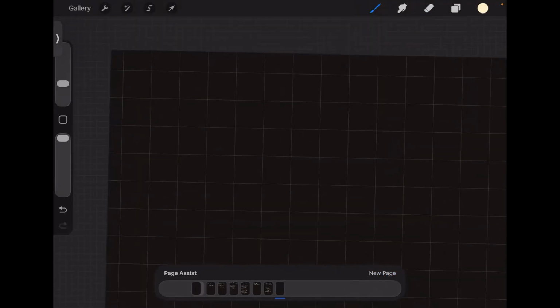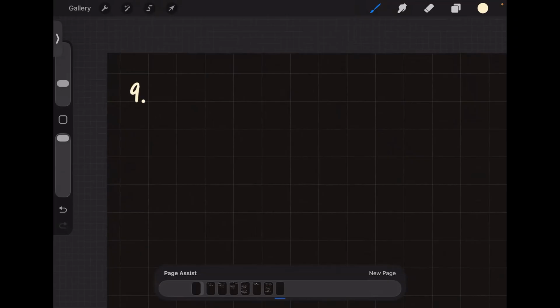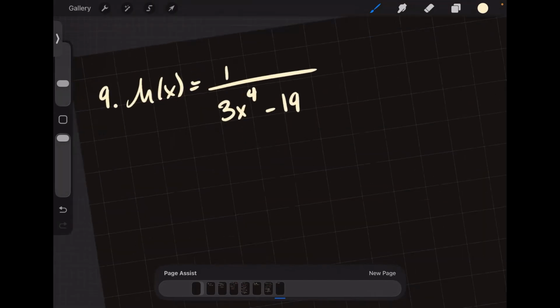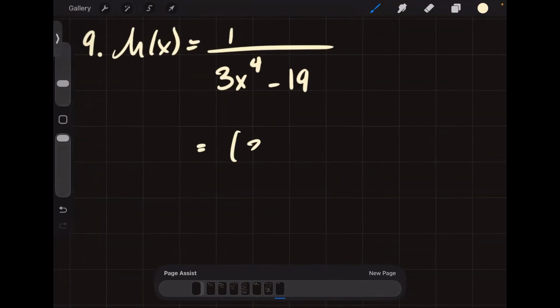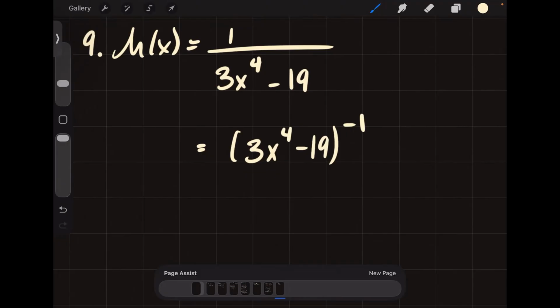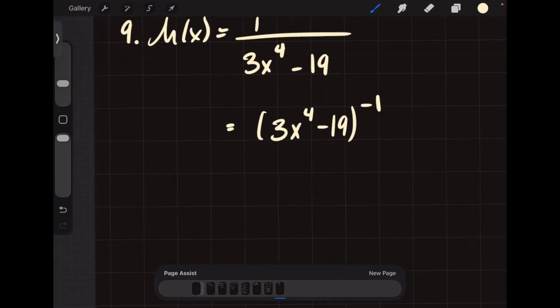What if I give you number 9? What if I give you h of x is equal to 1 over 3x to the 4th minus 19? We don't know what to do with fractions. Or do we? Because you can just write this guy as (3x to the 4th minus 19) to the negative 1, I swear. Right? Chain rule it.